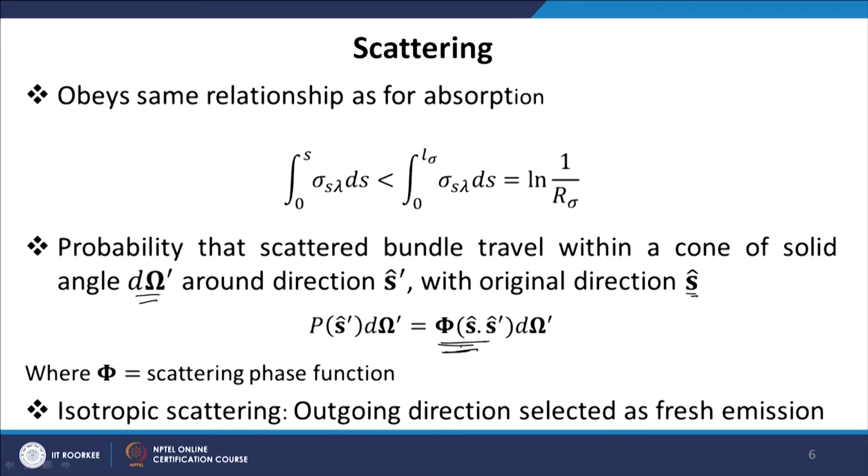If it is isotropic, that means we have a gas layer, and a photon travels into this gas layer. The distance travelled by this photon is greater than L k, so it will be scattered. Now, if it is isotropic scattering, then the photon may be scattered in any direction, and isotropic scattering is nothing but the same as fresh emission.